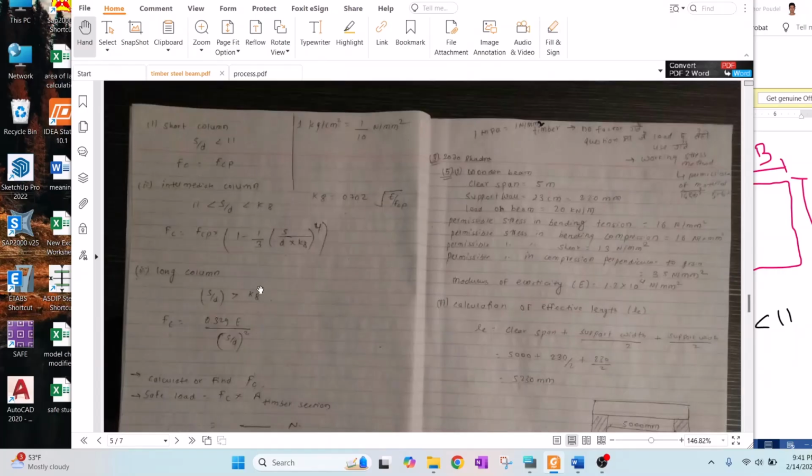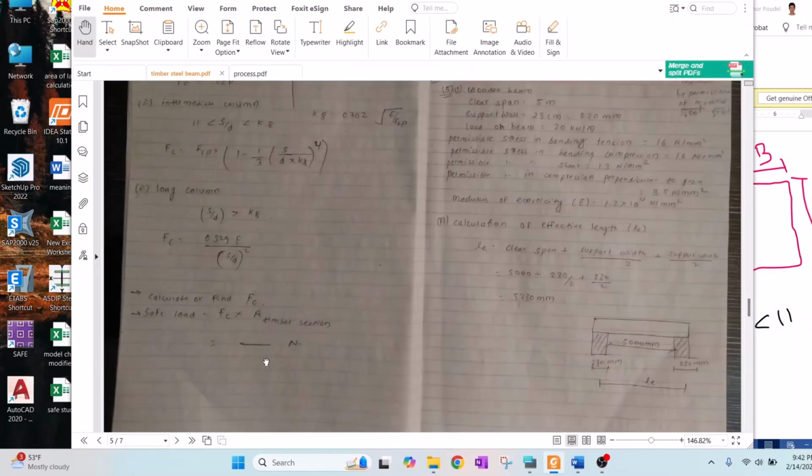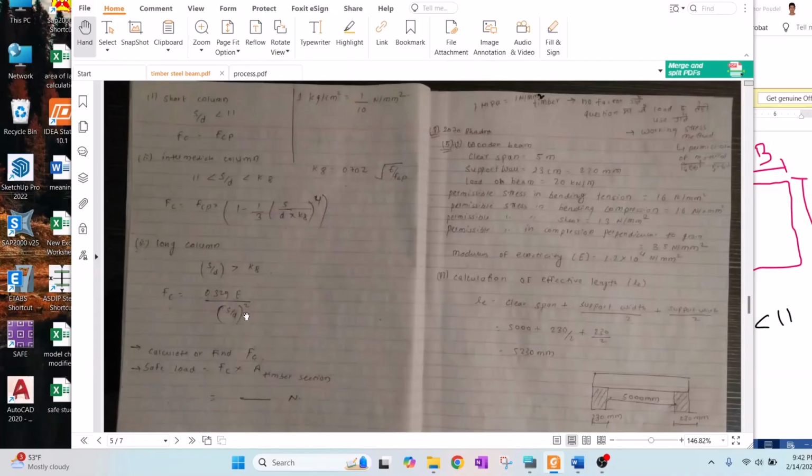Okay, so here is the equation again to find out whether the column is short, intermediate, or long. We have already discussed all these things in the previous part, so I think we are going to skip it. You can read what I have written here, and you will understand what the equation is and how you can do it. The process is that you first find out whether the column is short, intermediate, or long. After finding out the type of column, you use the respective equation to find FC, and ultimately you find the safe load of that member by multiplying FC by the area of the timber section.